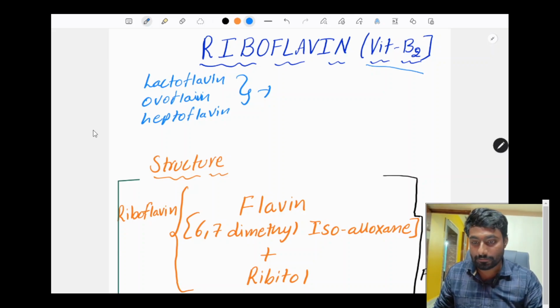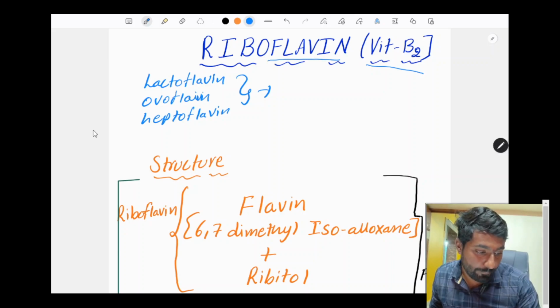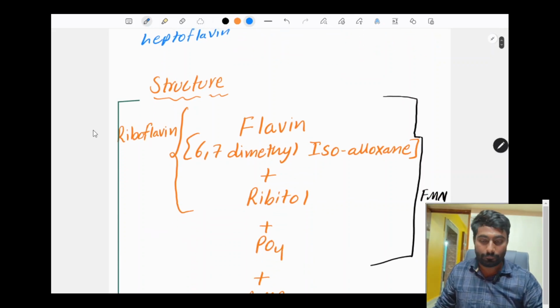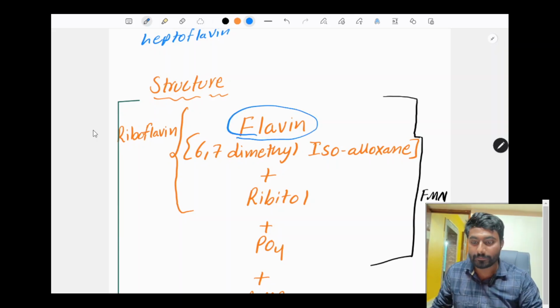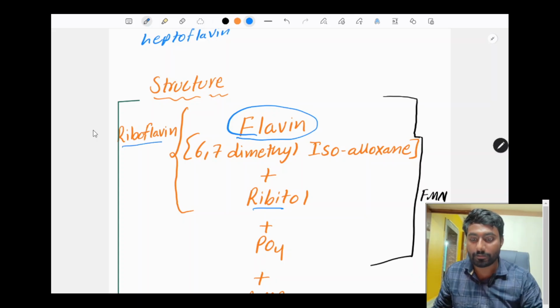If you see the structure of riboflavin, by the name itself, you can tell it has a flavin group and a ribitol group in it. So if you see the structure, it has a flavin group, which is 6,7 dimethyl isoalloxazine, with a ribitol, which is the alcohol of ribose. This is the structure of your riboflavin.